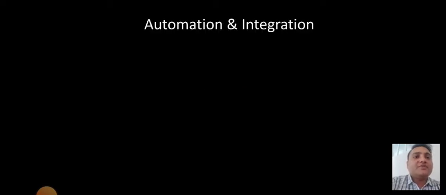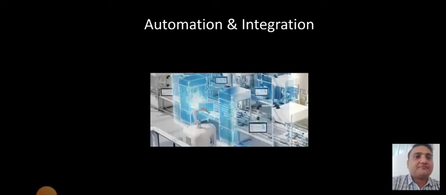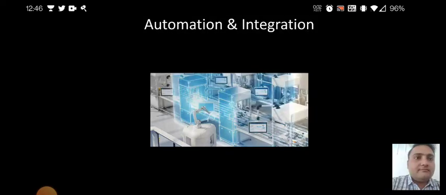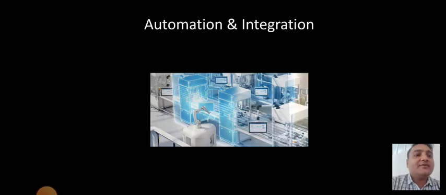Let's discuss the objectives of CAM. So the first objective is automation and integration. Automation means automation in terms of products, and integration means integration with each and every software, or software with the system.